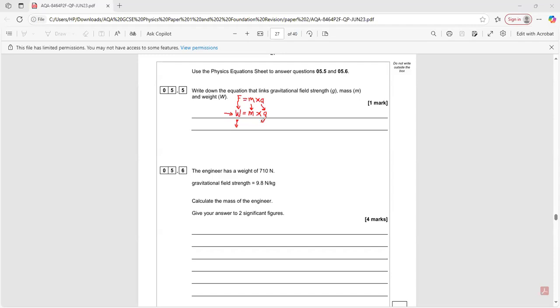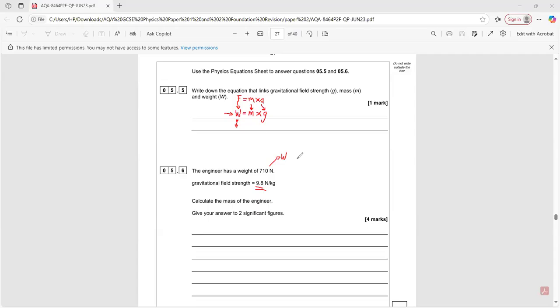Please confirm that you understood what I just said. Yes, I do. Okay, moving on. The engineer has a weight of 710 newtons. We've confirmed that weight. Gravitational field strength, also known as acceleration due to gravity, is 9.8. That's usually 9.8 or 10. Calculate the mass of the engineer.